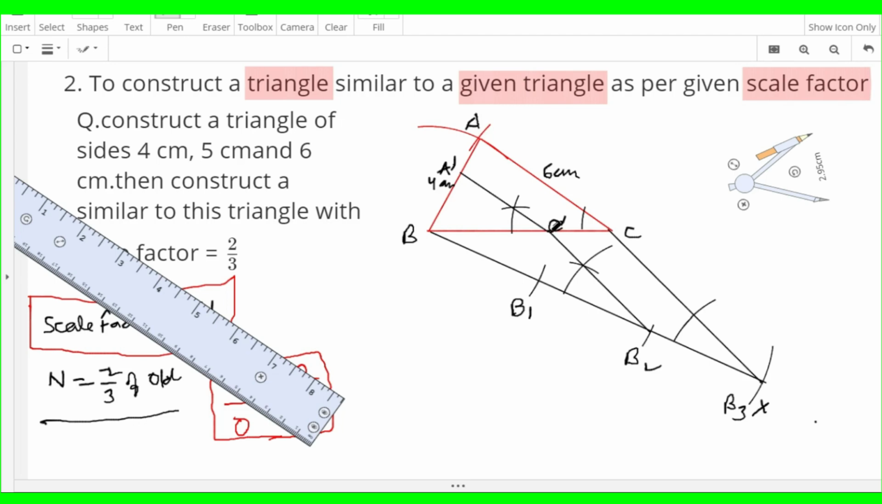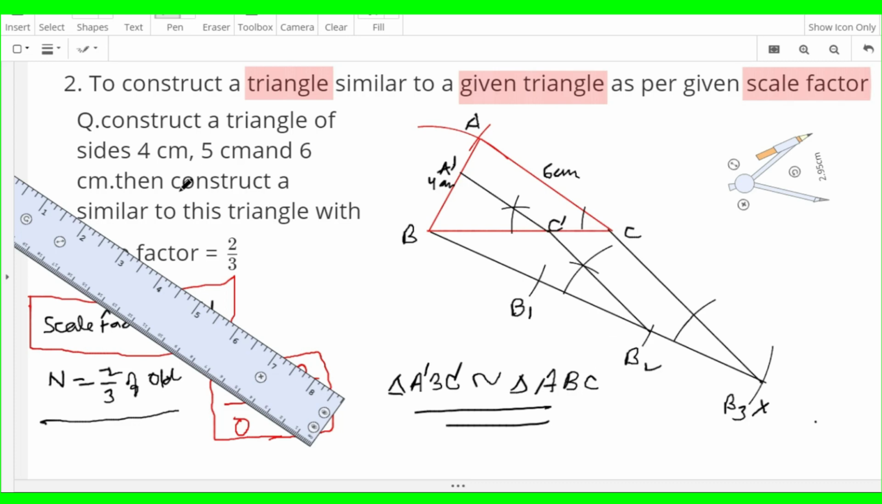Here this ratio is 3 and this is 2. So BC by BC dash will be equal to 3:2. Similarly AB by A dash B also will be 3:2, and AC by A dash C dash will give you 3:2. So this is the required triangle, and finally we write here: triangle A dash B C dash is similar to triangle ABC, and this is the final construction.